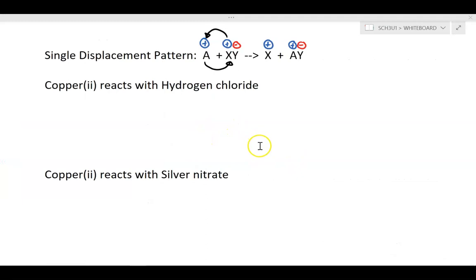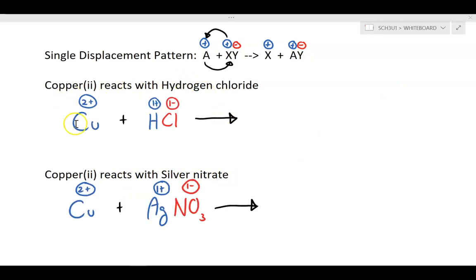Alright, so let's try this question out. Press pause. When you're ready, press play and we'll take it up together. Essentially, copper 2 is going to react with hydrogen chloride in this single displacement reaction pattern. And then try it with copper 2 reacting with silver nitrate instead. Okay, press pause. When you're ready, press play.